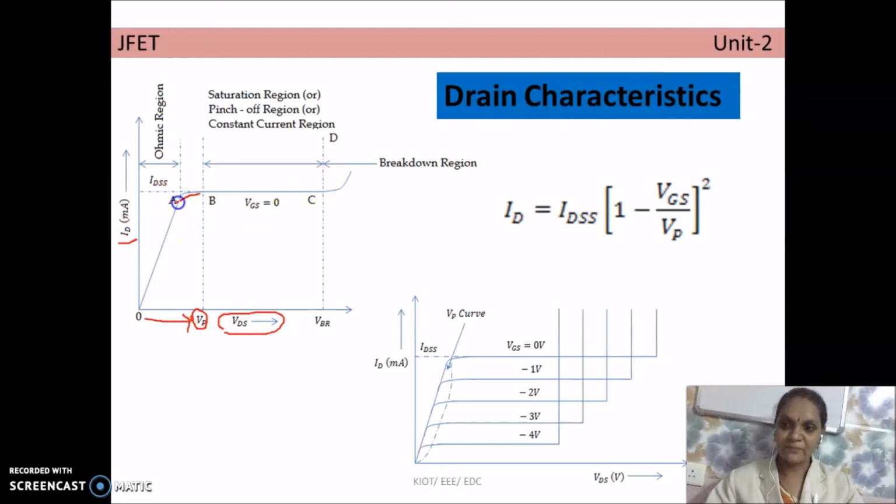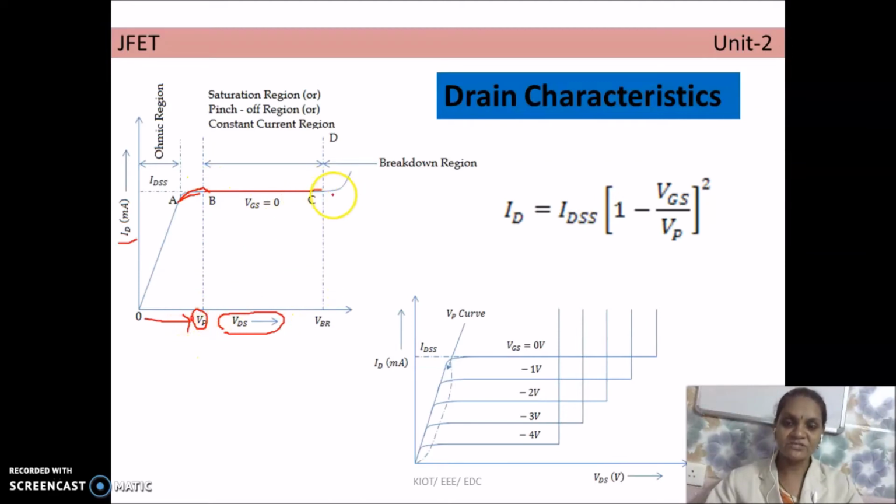So from point A to point B, it is approaching towards constant. And from point B, after which the drain current is assumed to remain constant. So that particular value of VDS at which the drain current remains constant is called pinch off voltage.